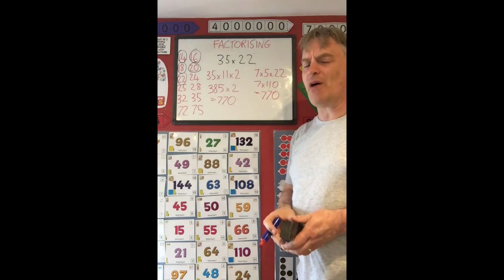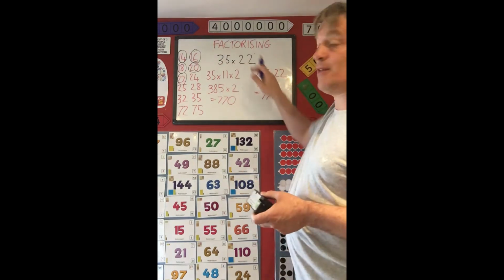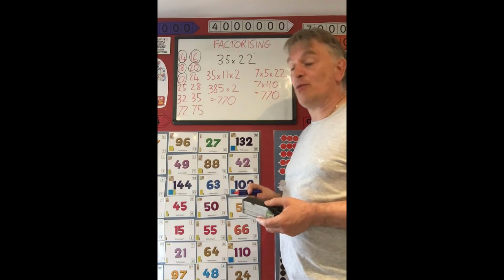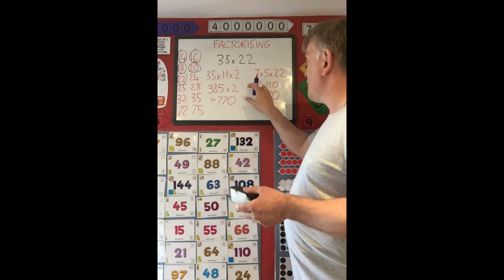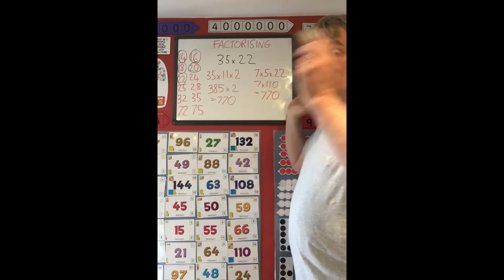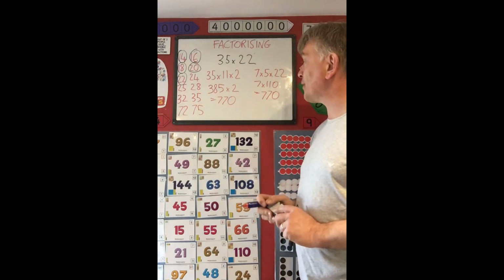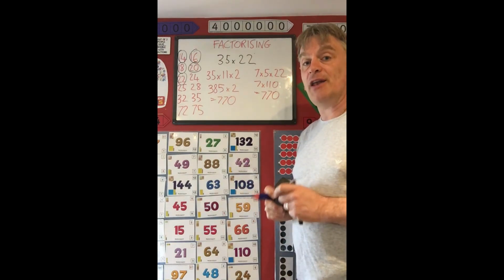When you're thinking, wow, that's quite complicated, look at what we started off with: 35 times 22. We've just factorised it really quickly, we've done a little bit of mental maths, and we've saved ourselves a lot of long multiplication work. So I think it's a really, really nice strategy.